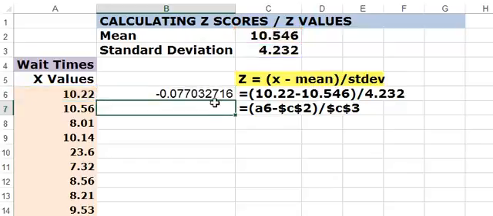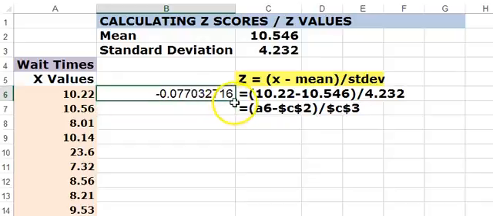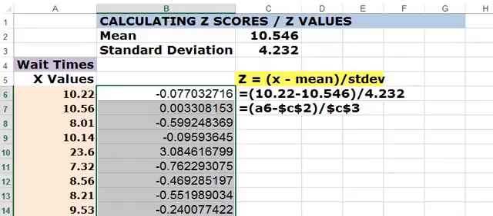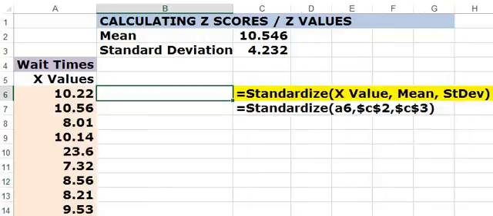Press enter, and we have a value of negative 0.077, and what this means is that a 10.22 minute wait time is equal to negative 0.077 standard deviations from the mean of 10.546. So we're going to just drag that number all the way down. We've locked in our mean and our standard deviation, and all of the z-scores populate down next to their X values.